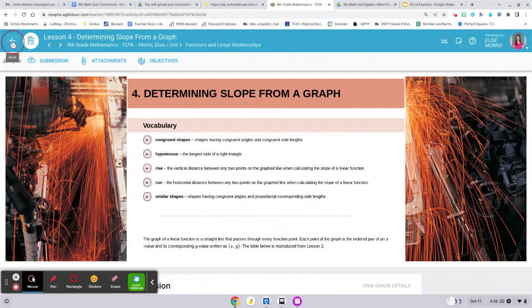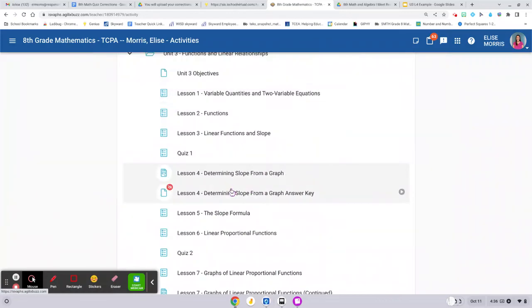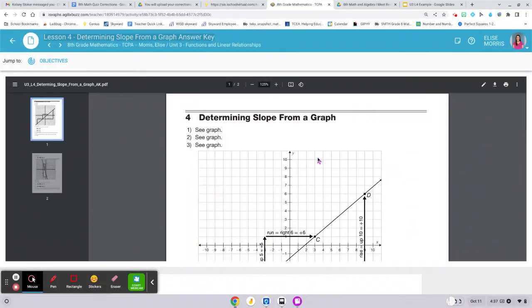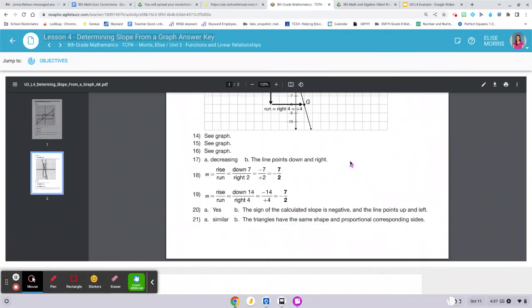Oh, I exited out of it. Let me go back. Let me show you one answer that you can use. Okay, you can say the line points down and right.